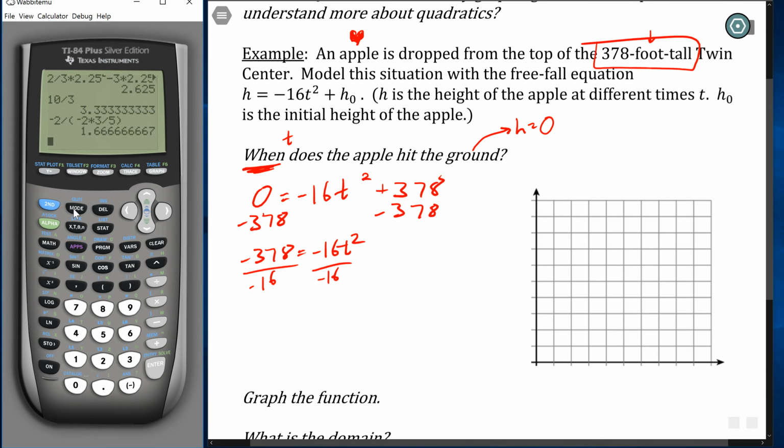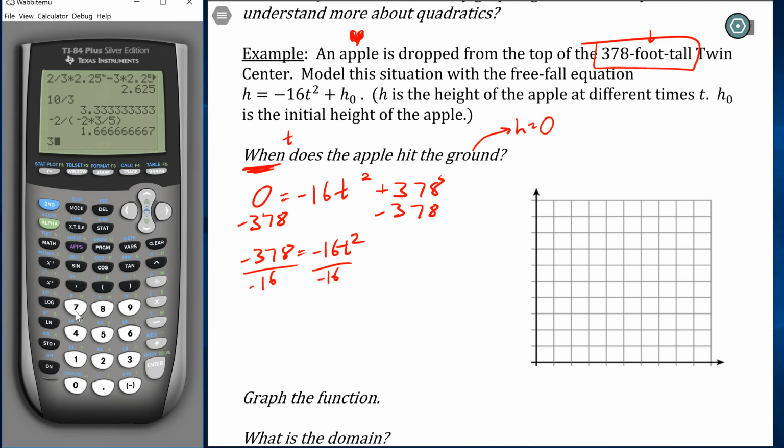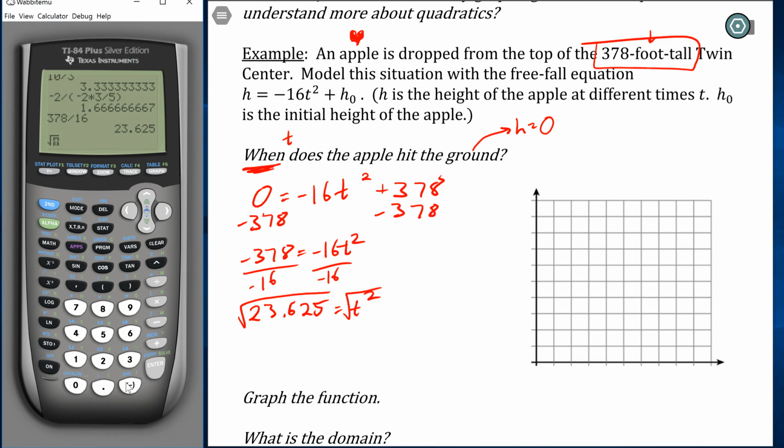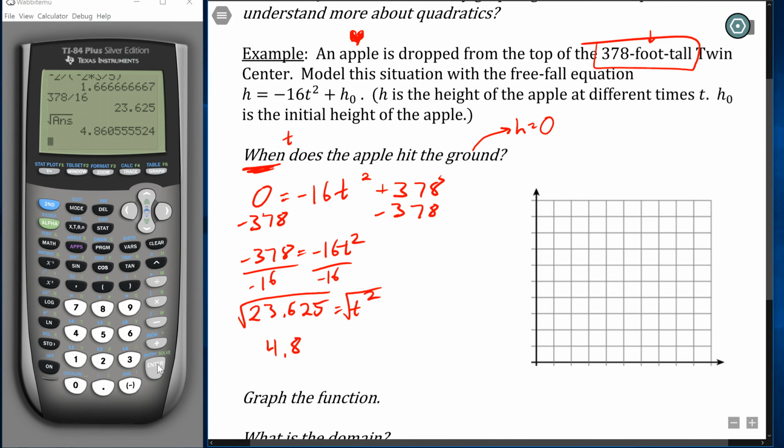So let me do that in my calculator real quick. I have 378 divided by 16. The negatives are going to cancel. That's 23.625. And to cancel the square, I simply need to take the square root, right? So if I do the square root of the answer, that gives me 4.86, and that would be in feet.